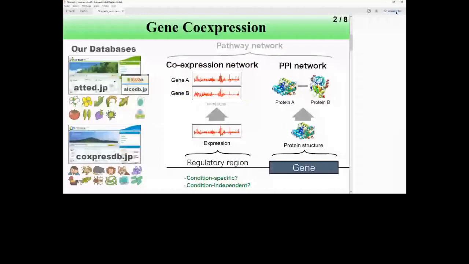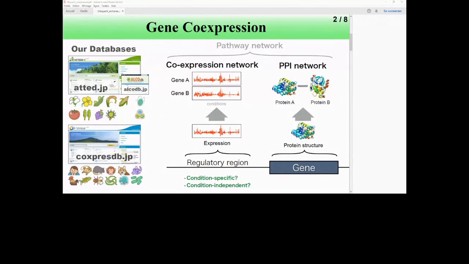So I'd like to first confirm what gene co-expression is. Of course, gene co-expression is the similarity of expression profiles between two genes in a genome. In fact, I and my colleagues have been developing gene co-expression databases for plant species, animal species and microalgae for nearly 20 years.